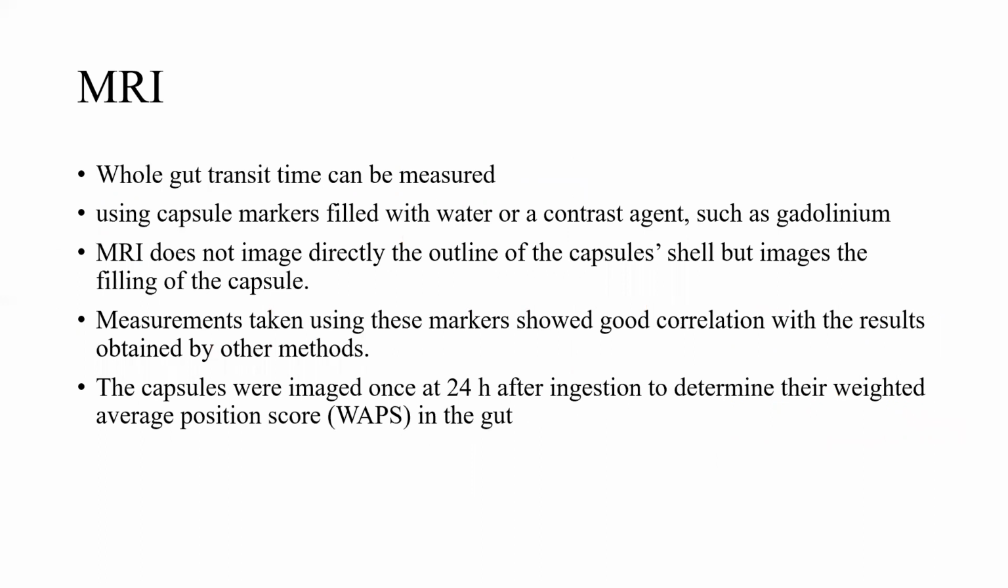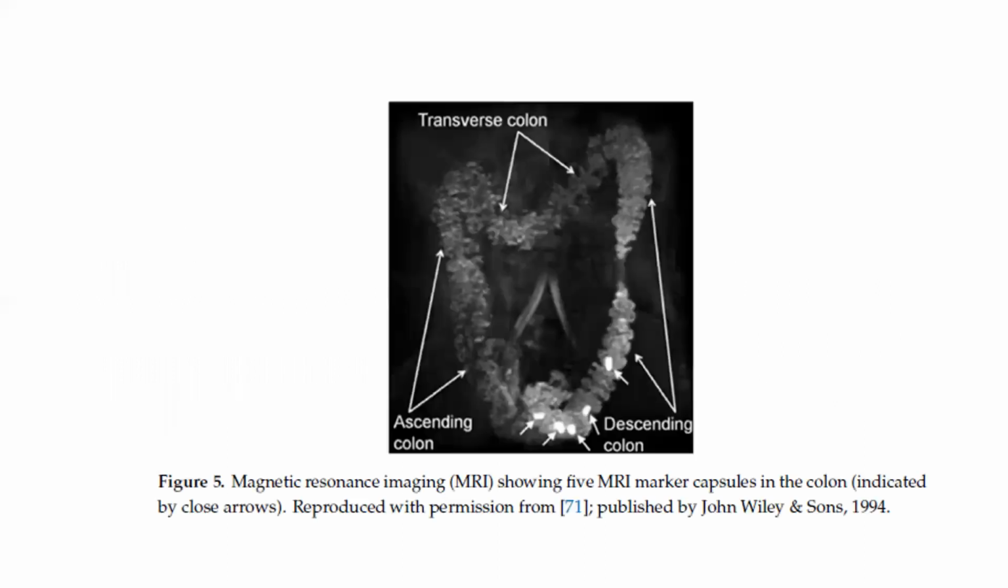MRI also can be used to assess colonic transit. However, here we use capsule markers filled with water or contrast agent such as gadolinium. An MRI doesn't image the outline of the capsule directly, but it just creates a filling structure of the colon. And in fact, measurements taken tend to show quite good correlation with CTT from other methods. So this is how an MRI colonic transit looks like.